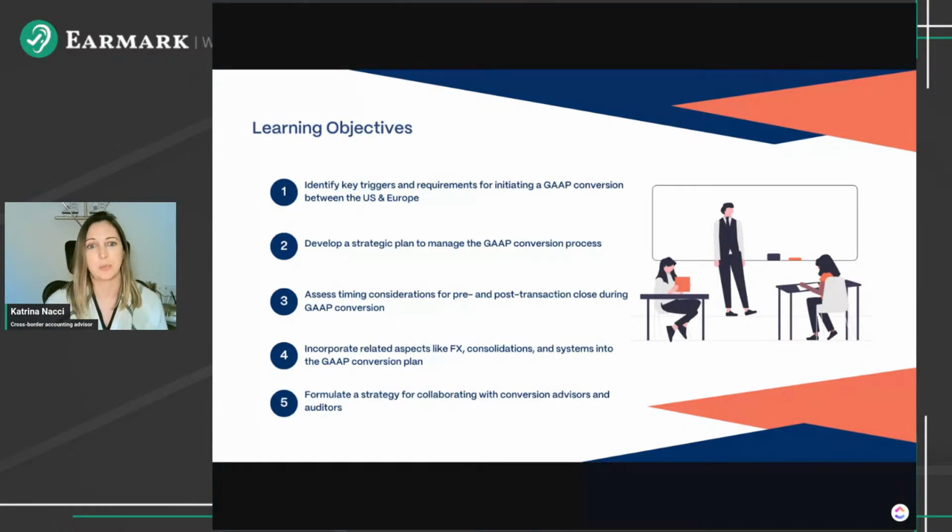The second is to put together a plan to be able to manage that GAAP conversion process. And this is something that I really advocate, especially when I'm working with smaller companies in the scale-up space who normally can't afford to work with a big four firm. And if they can, they want to do it in the most effective and cost-effective way possible.